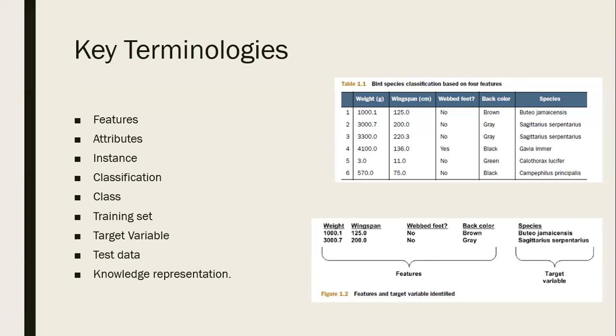We've covered a lot of key terms in machine learning in this lecture. Let's briefly have a look at these. We've looked at features, attributes, instances, classification, class, training set, target variable, test data, knowledge representation. Try to find the definitions for these and learn them.